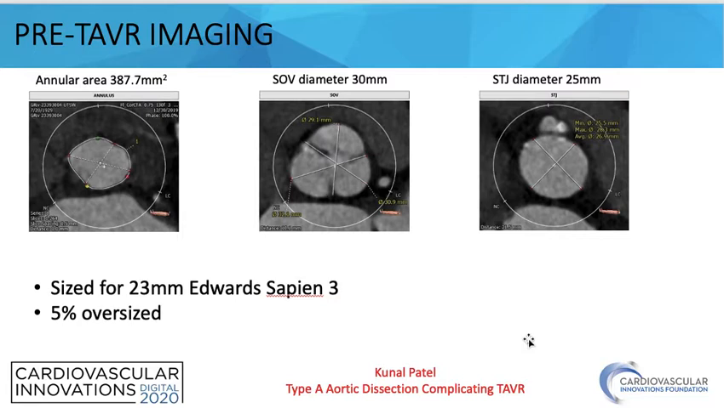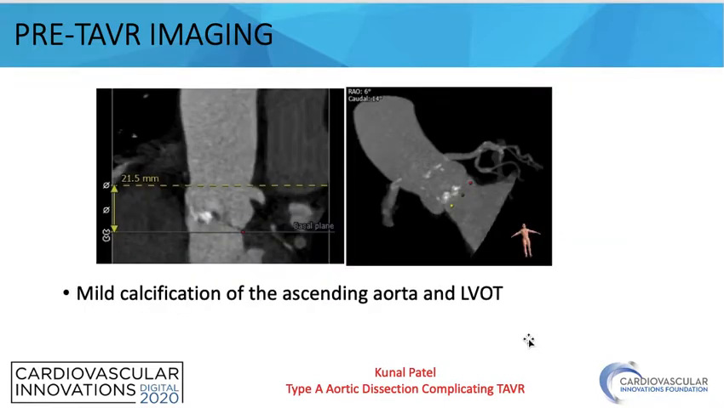On her pre-TAVR imaging on the cardiac CT, we found that her annular area was 388. She had large sinuses and an STJ diameter of 25. We had sized her for a 23 millimeter Edwards Sapien S3 valve, which for her annular size was 5% oversized. Notably, on her CT, we found that the majority of her calcification in the aortic root was limited to the native aortic valve, with very little LVOT calcification and just a couple of specks of STJ calcium.